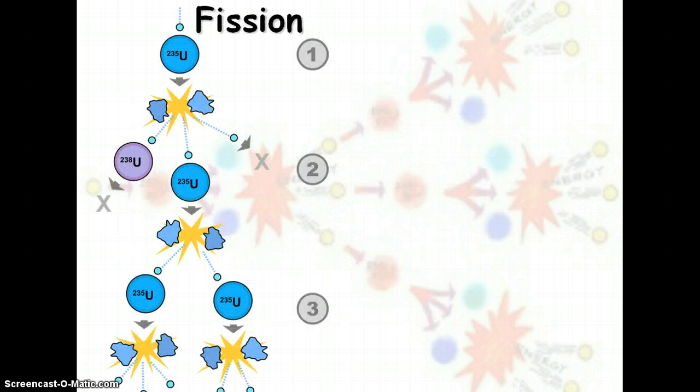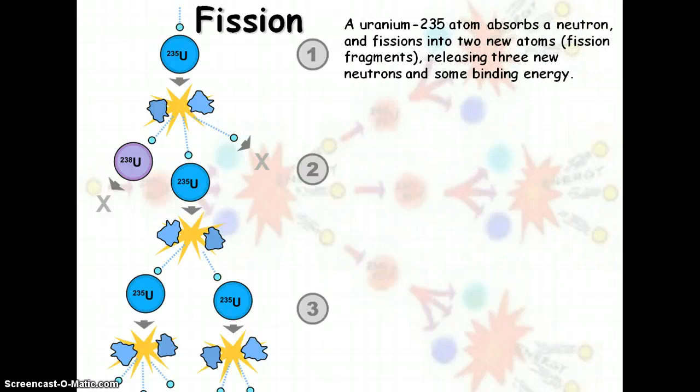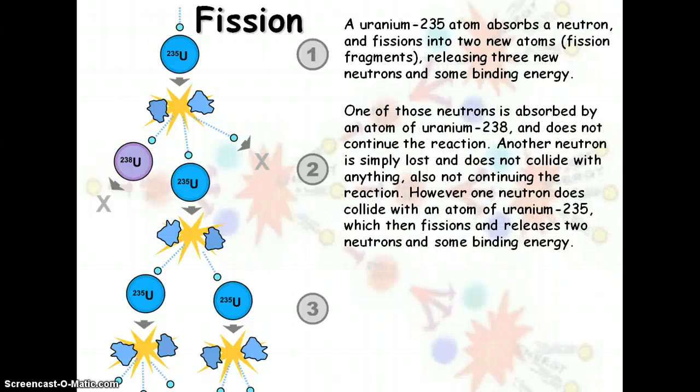All right, so here's another schematic of fission. Here you have a uranium-235 atom. It's going to absorb a neutron, and it's going to split into a uranium-238 and a uranium-235 and release 2 neutrons and some energy. Okay, so we get some energy release there.